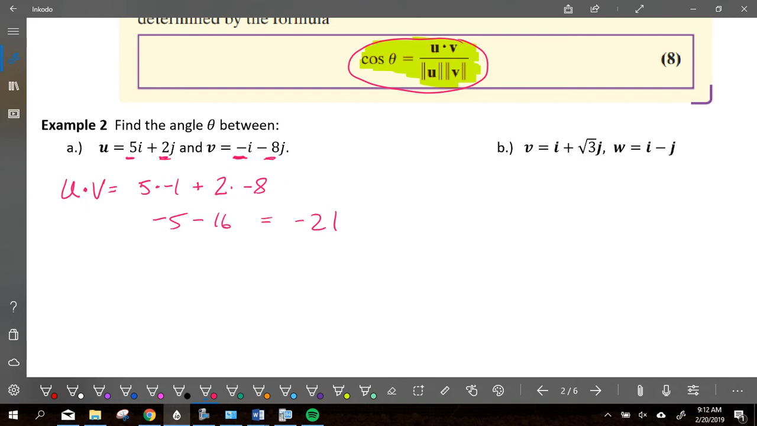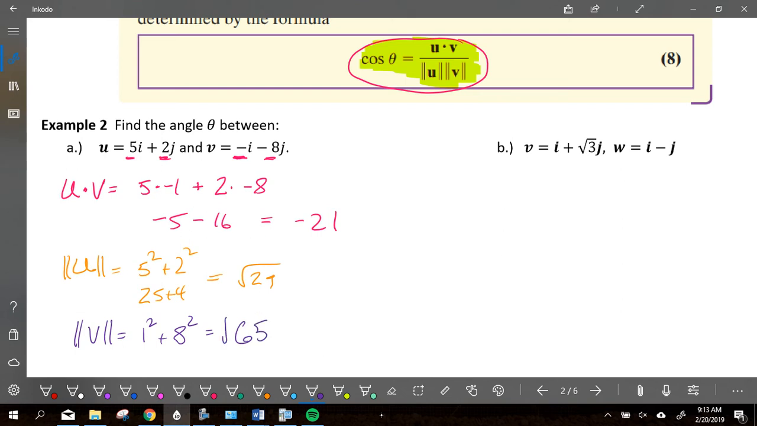In order to find this, not only do we need the dot product, but we also need the magnitude. So we're going to do magnitude here pretty quickly because you guys are smart. To find the magnitude, we take 5 squared plus 2 squared. 25 plus 4. This guy is the square root of 29. And if I wanted to find the magnitude of v, it would be 1 squared plus 8 squared. I don't care about the negatives because when I square it, it's positive anyways. 1 plus 64 is the square root of 65.